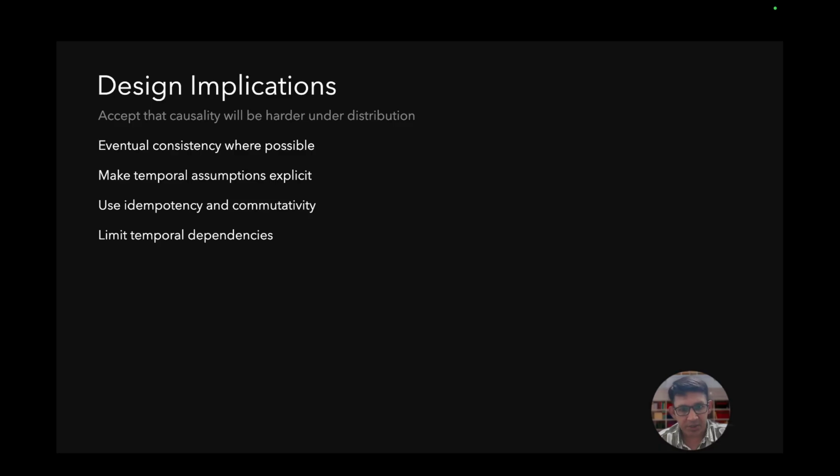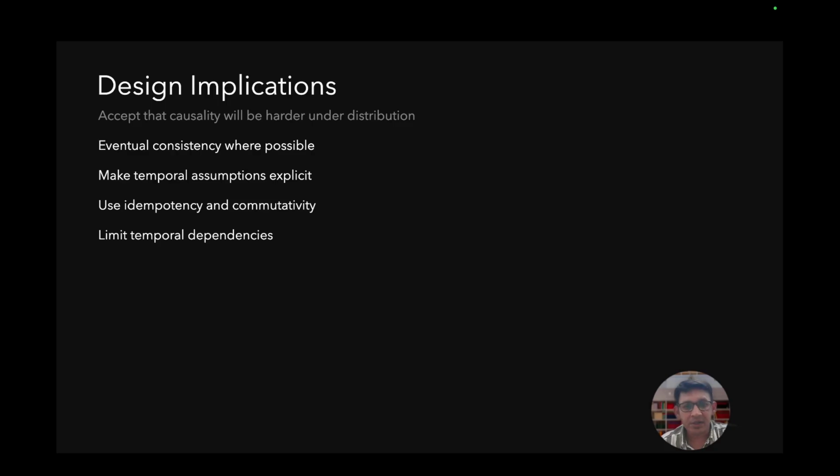Make temporal assumptions explicit. If your system assumes A always happens before B, that assumption should be in the design, not buried in implementation details that happen to work most of the time. Now use idempotency and commutativity to make causal orders less important. If operations can be applied in any order and yield the same result, you've reduced your dependency on causal sequencing.